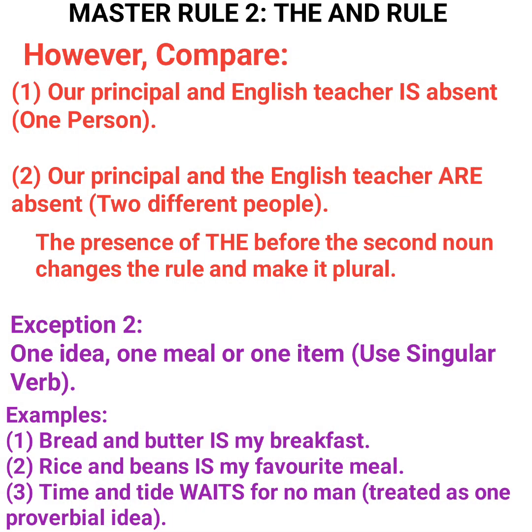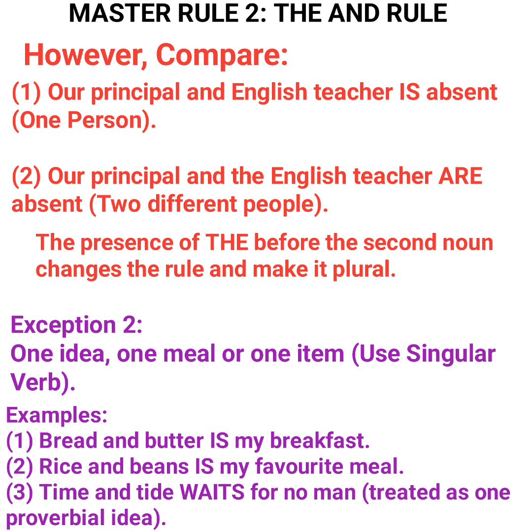Compare these two examples. The first one, our principal and English teacher is absent, one person. But the second example, our principal and the English teacher are absent, two different people. The presence of the article "the" before the second noun changes the rule and makes it plural. So these are the differences between when the conjunction refers to one single person or two different people. So if it is one person, use a singular verb. If it is two different people, use a plural verb.